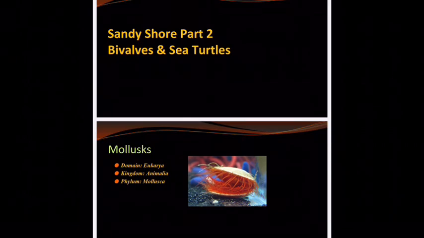Okay, so now, the next 3 slides you actually don't have to write again because you already wrote them down in the last chapter. I'm just refreshing your memory about mollusks. So, mollusks are in the domain Eukarya because their cells are eukaryotes, meaning they have a nucleus. They're in the kingdom Animalia because they are multicellular and they're heterotrophs. They have to eat. And they're in the phylum Mollusca.